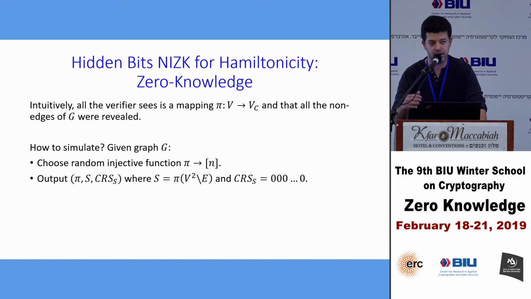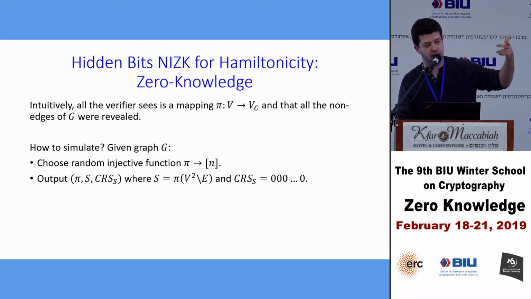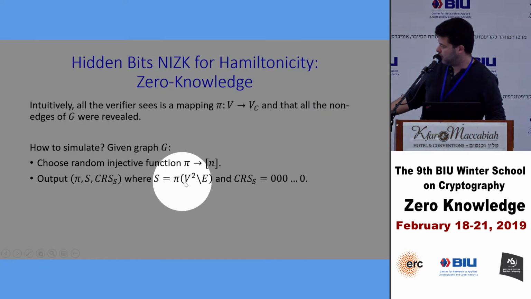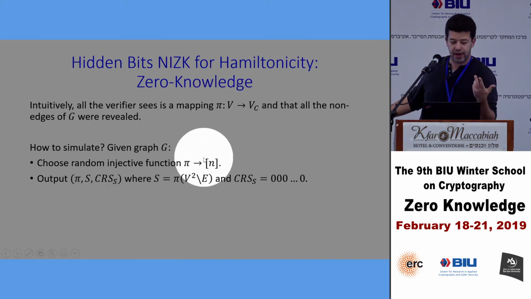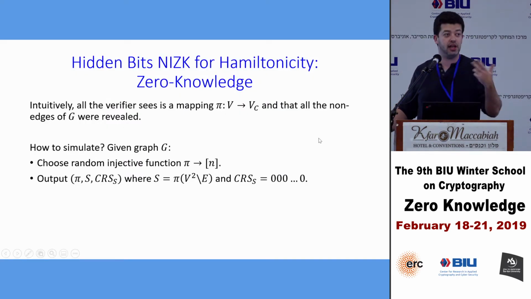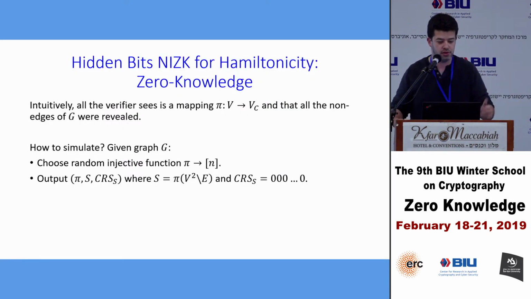And now it takes this mapping, applies it to the graph, and gets a mapped graph. And it's going to set the set S to be all the non-edges of the mapped graph that it generated. And it's going to reveal all of these non-edges. That's what I mean by setting that the CRS located at S, which is what the verifier actually sees, and what I need to simulate here, just contains zeros, meaning non-edges. Okay, so that is what the simulator does.